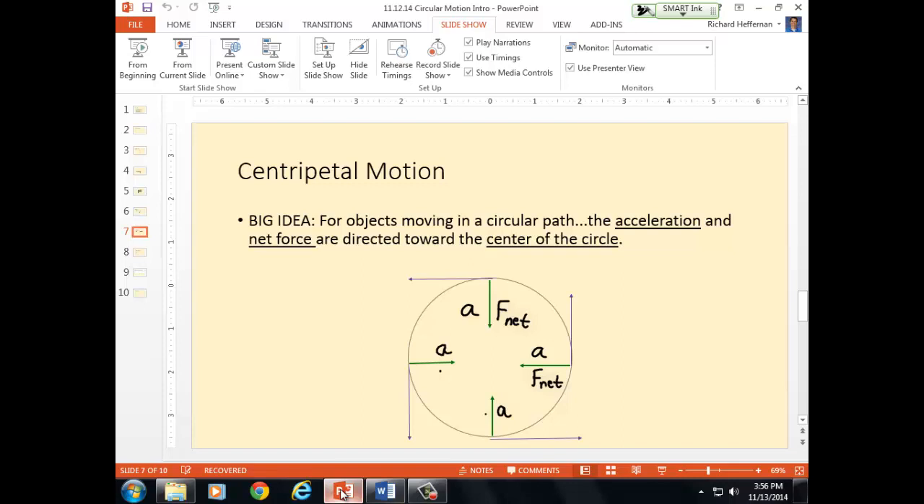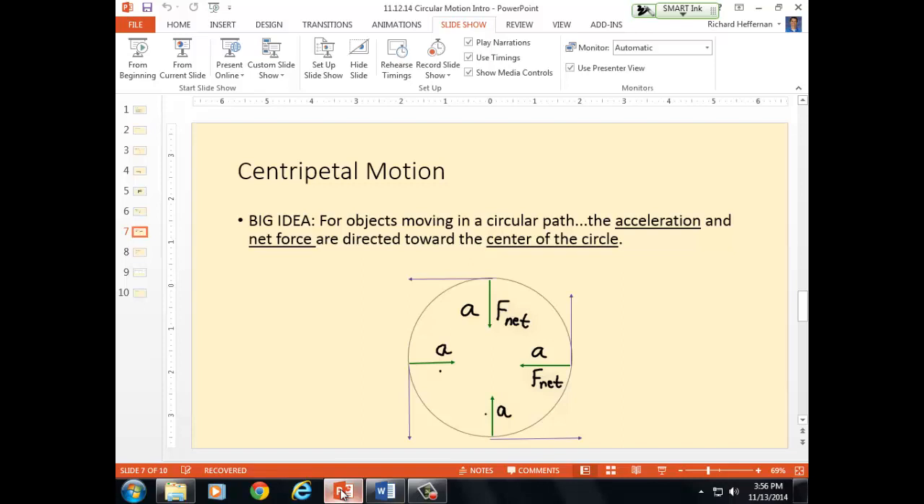Now, sometimes you'll hear the word centripetal force, and that just means center-seeking force. Centripetal force is not some new type of force. It's just a net force that points towards the center of the circle. It can be the force of tension, force of friction, force of gravity, any force that points towards the center of the circle.